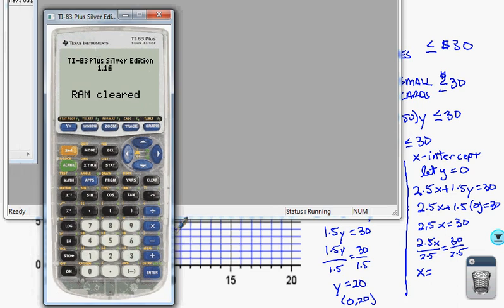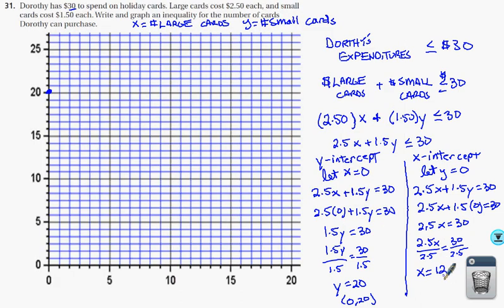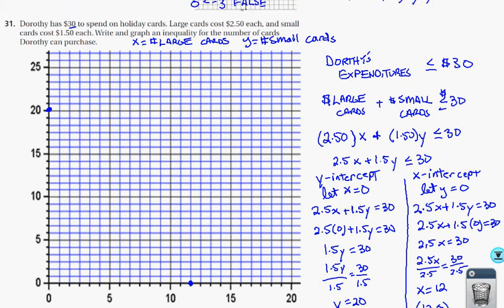So I would simply go 30 divided by 2.5, and I get 12. I knew that. So I have 12. Okay, so this coordinate then is going to be 12, comma 0. So I find that on my x-axis, and now I'm simply going to draw a line from this point down to this point. Alright?